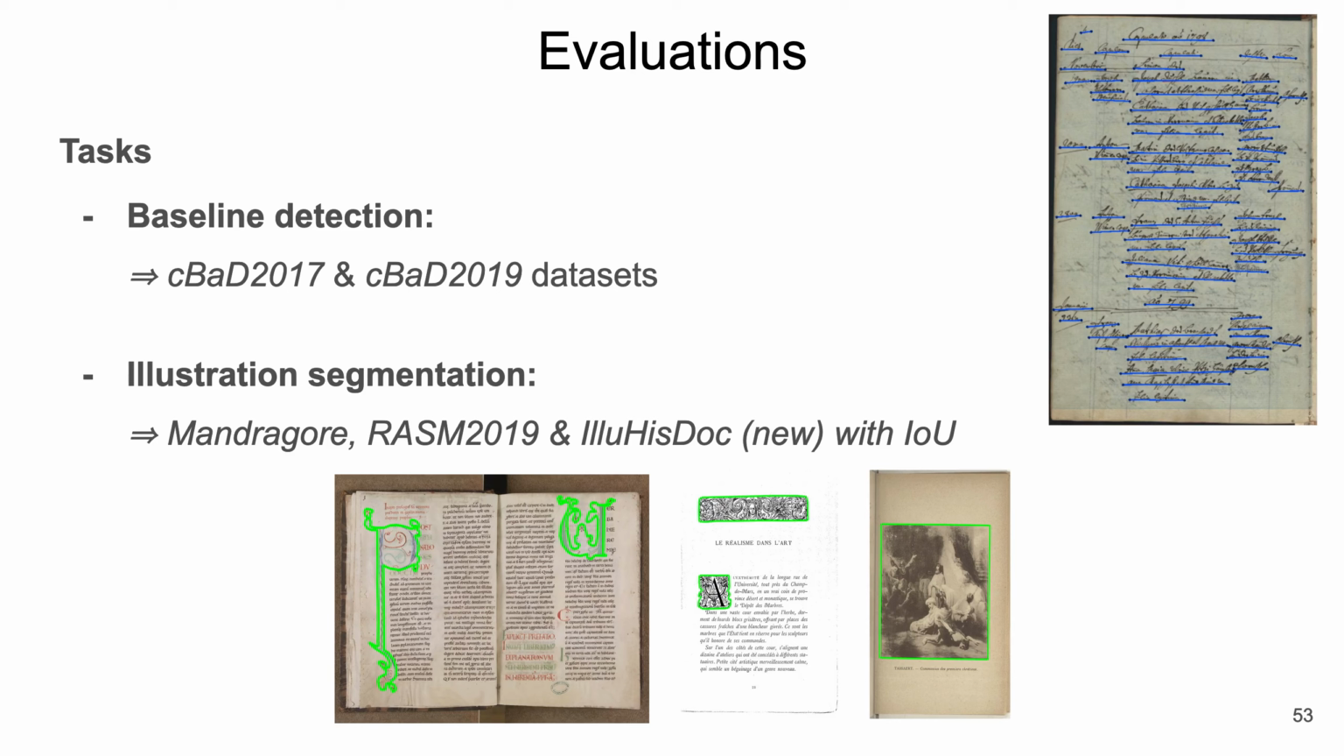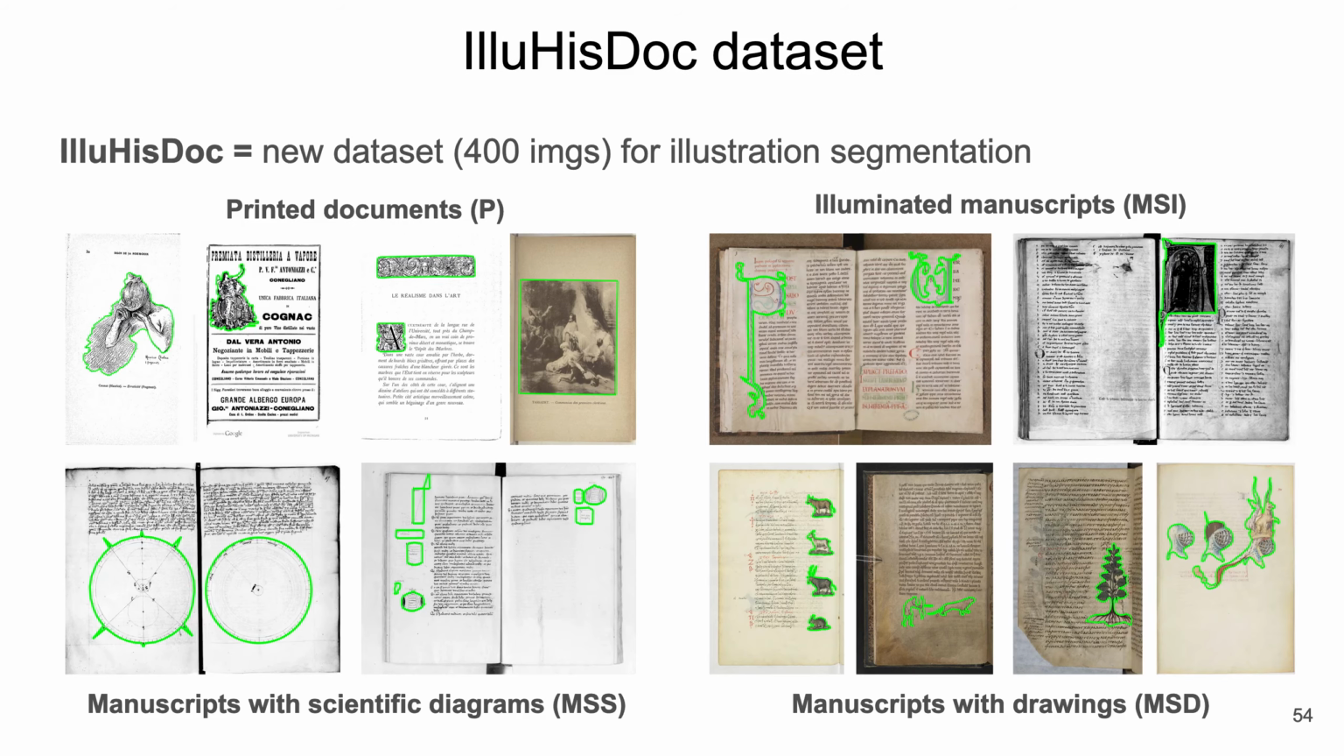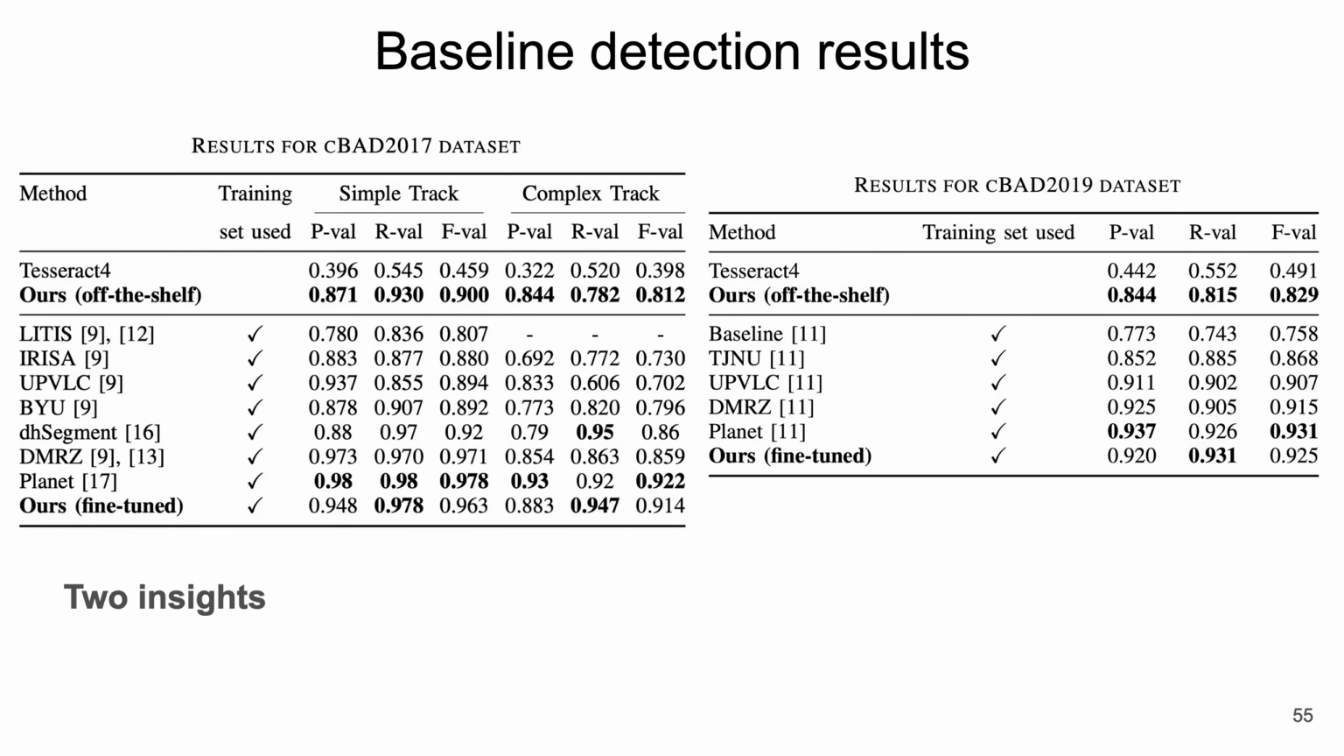We evaluated our approach for baseline detection on CBAD datasets and illustration segmentation on Mandragore, RASP 2019, and ILUISDoc. ILUISDoc is a new test dataset for a more representative evaluation of illustration segmentation. It includes diverse types of illustrations and documents are uniformly gathered by categories. For the baseline detection task, we report results from the popular Tesseract 4 as well as concurrent state-of-the-art methods.